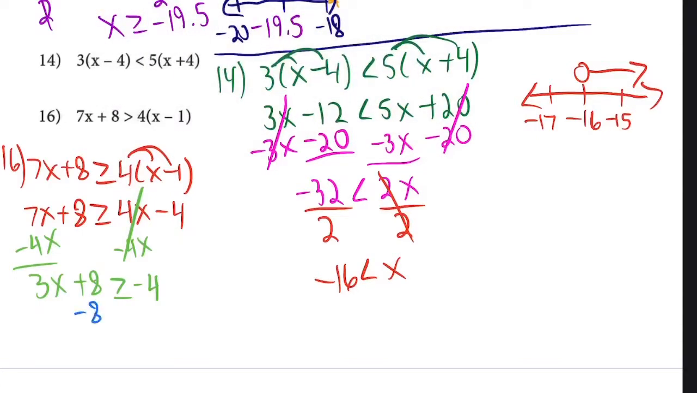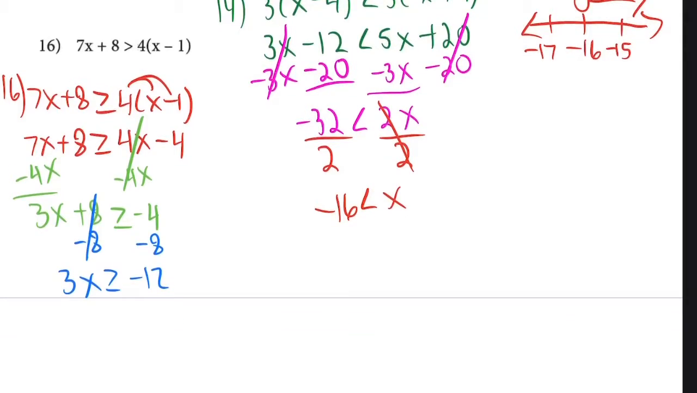Let's subtract 8. 3x is greater than or equal to negative 12. Let's divide by 3. X is greater than or equal to negative 12 divided by 3. Negative 12 divided by 3 is a negative 4. And then we just need to graph this.